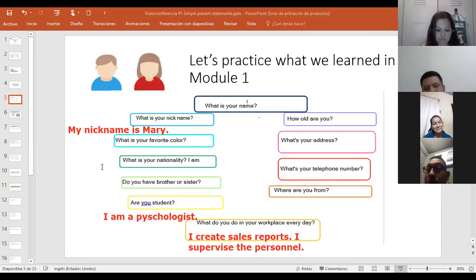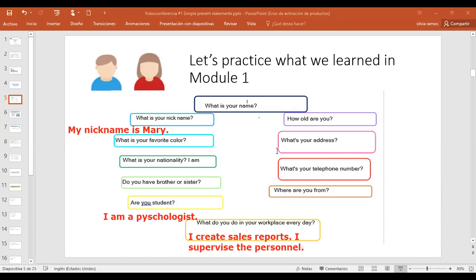Very good. Now, what we're going to do is practice these questions with everyone else, porque no se conocen algunos. So we need to practice the questions for module one. Esas son las preguntas que vimos en el módulo uno, right? So please take a screenshot of the questions. Tomen una captura de pantalla, por favor.